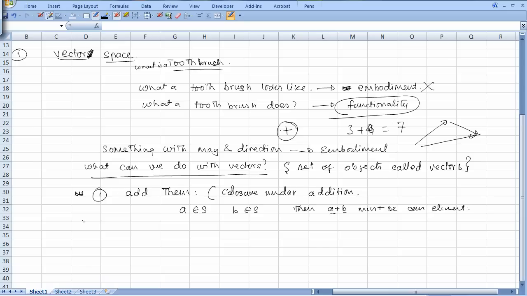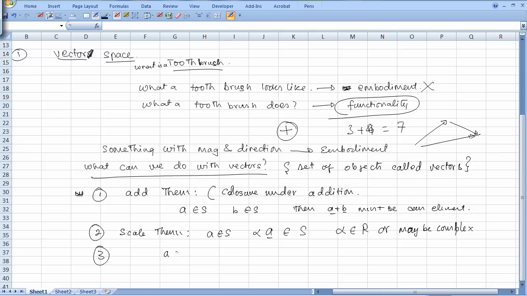Okay, so that's item number one. The second thing I should be able to do is scale them. That is, if A is an element of that set, alpha times A must also be an element of that set. Where alpha is any scalar, especially, the kind of scalar we care about is real numbers or maybe complex numbers. You can even have binary numbers and so on, but for our purpose, we are not very much interested in that. Okay, so I should be able to scale them, and then I have all kinds of nice laws.